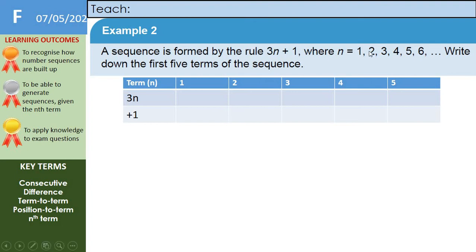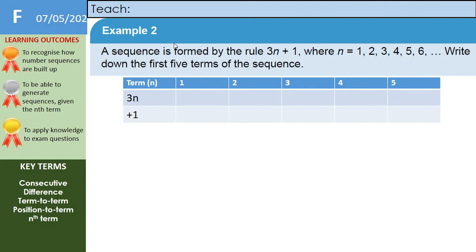Now you're told here n is 1, 2, 3, 4, 5, 6 and so on. That's the position of each term in the sequence. So n is 1, then it's 2, then it's 3, then it's 4, and then it's 5. That's brilliant, because we know what n is. We can substitute n into our rule. Now some of you will be able to do that just from looking. You go, brilliant, n is 1, 3 times 1 is 3 plus 1 is 4, got the first term in the sequence.